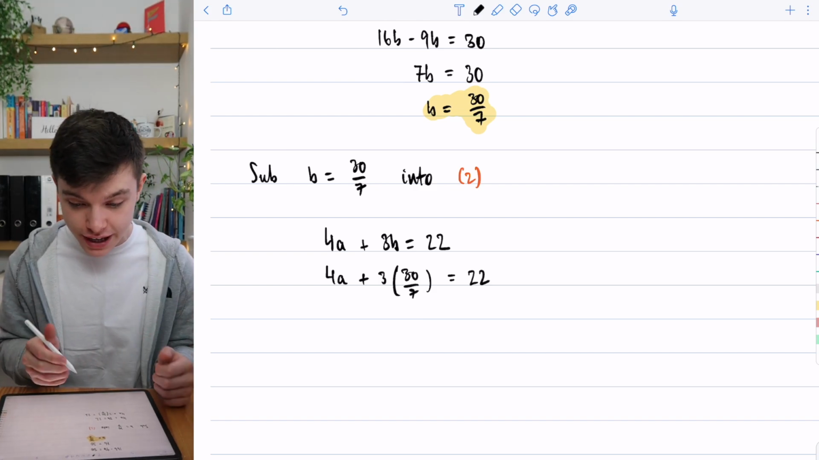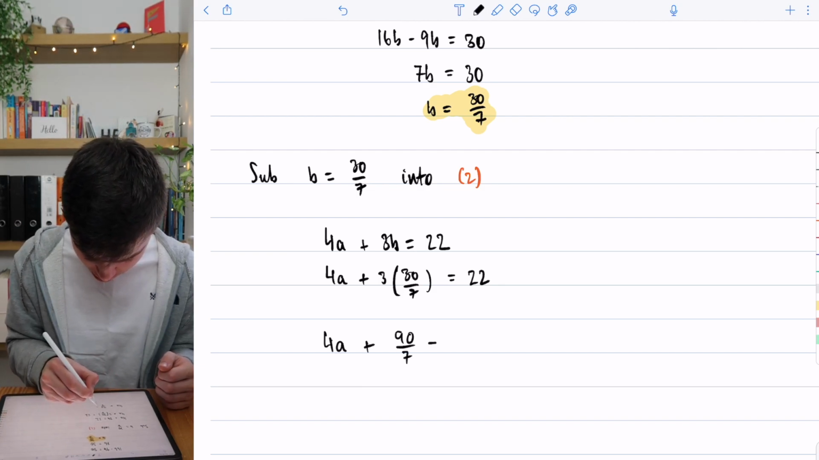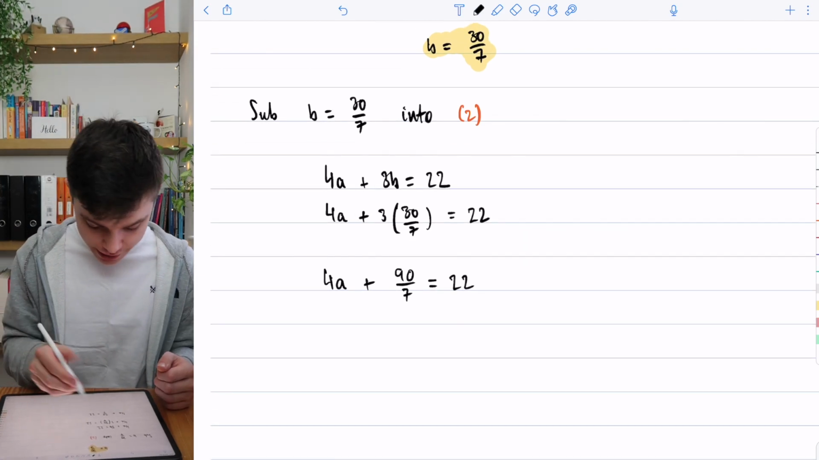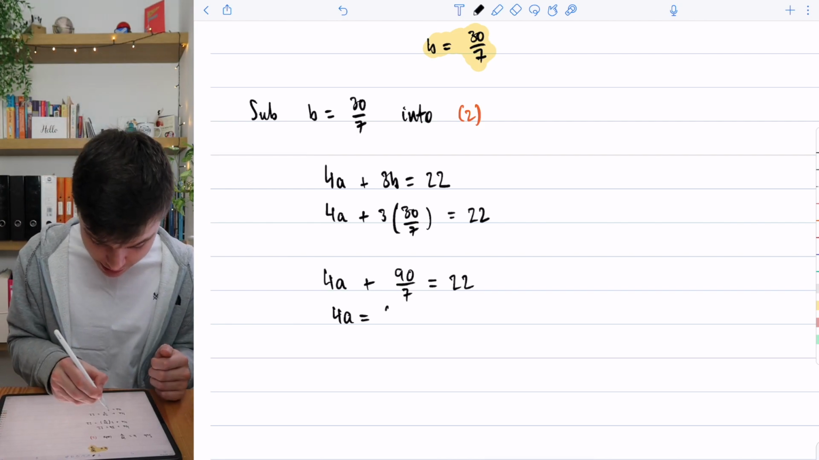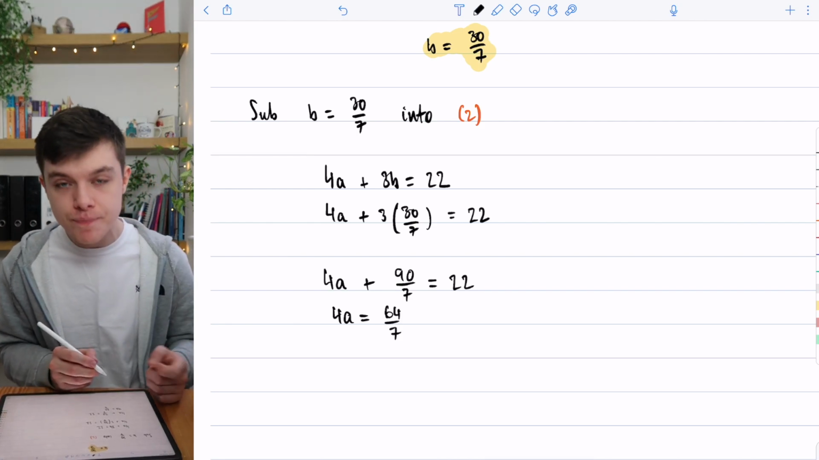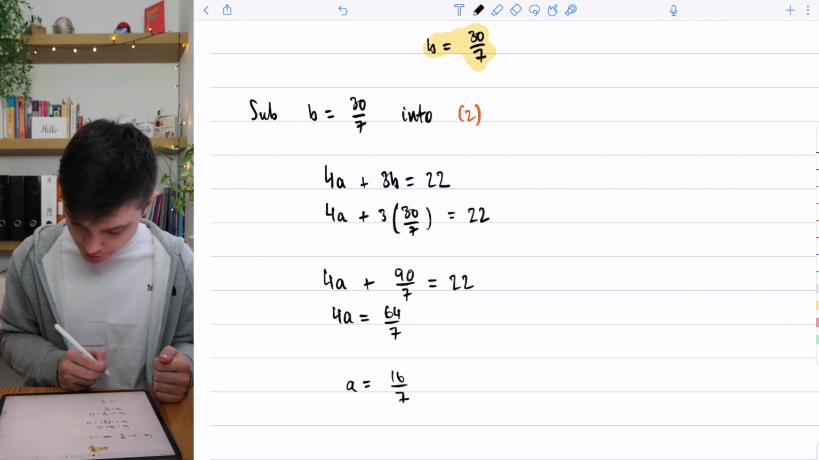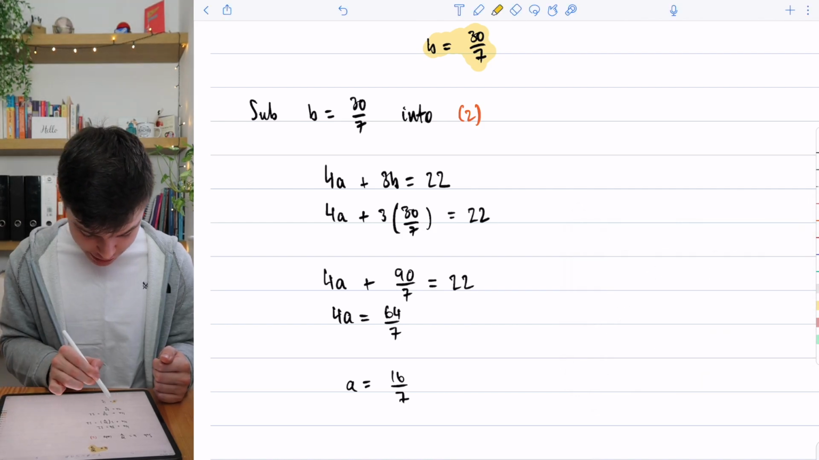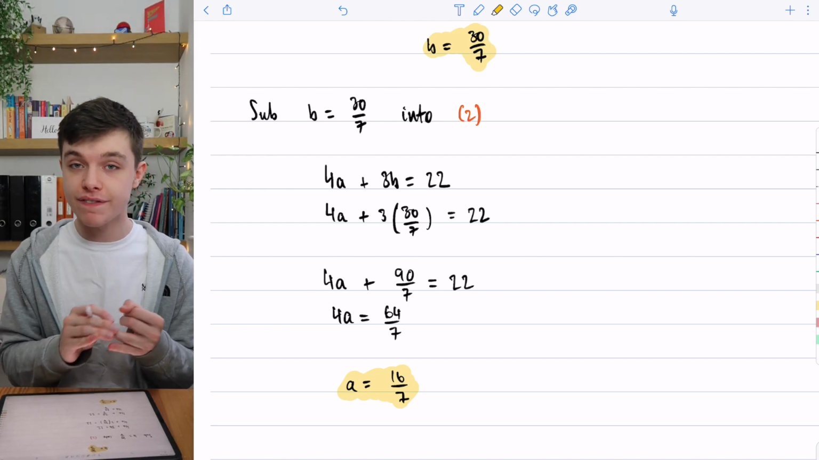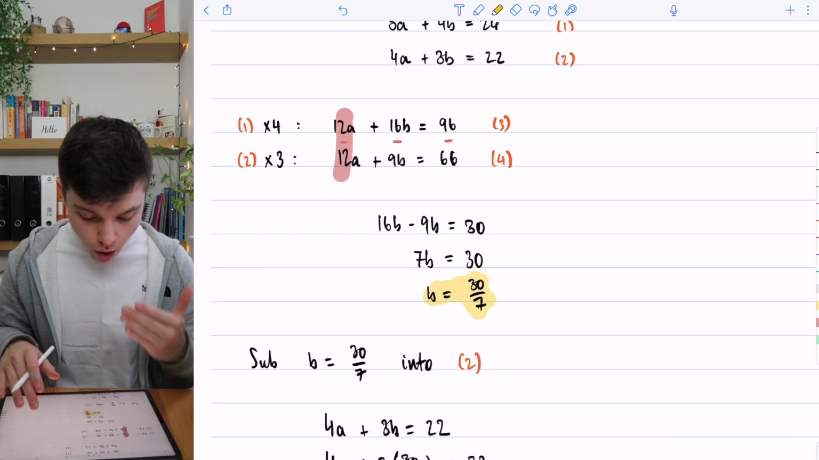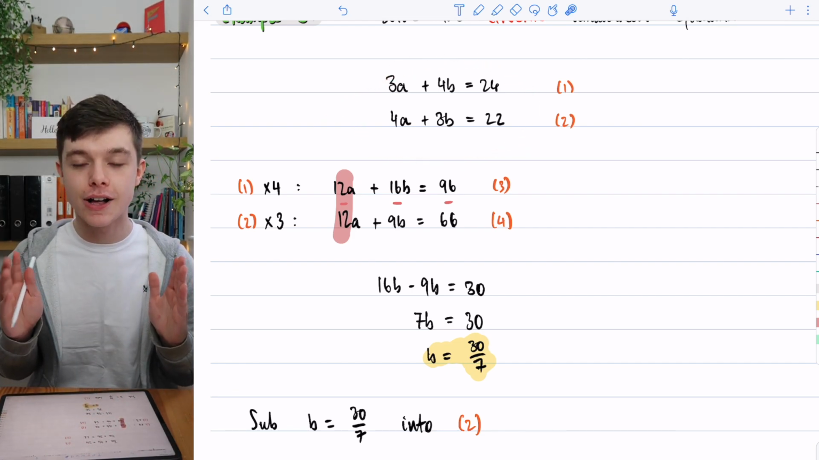We could do a little bit of simplification here. We're going to get 4a plus 90 over 7 is equal to 22. And then we could take off 90 over 7 from both sides to give us 4a equals 64 over 7. And then we can divide both sides by 4 to give me a is 16 over 7. So there is our value for a. We found our value for a, and firstly we found our value for b. A and b were the only variables in these two equations, so we've finished our solution.